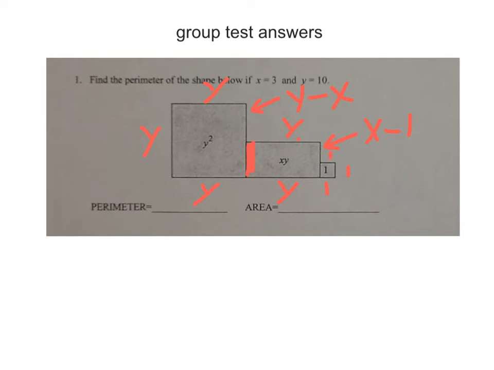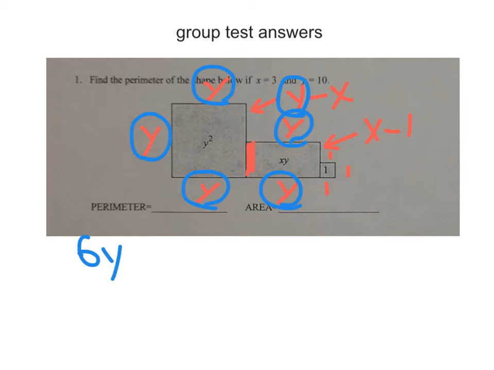Now let me go around and add up all the different sides. So here we have y, y, y, y. So far that's 4 y's. Here's another one, 5y, and here's a y. So that's 6y.